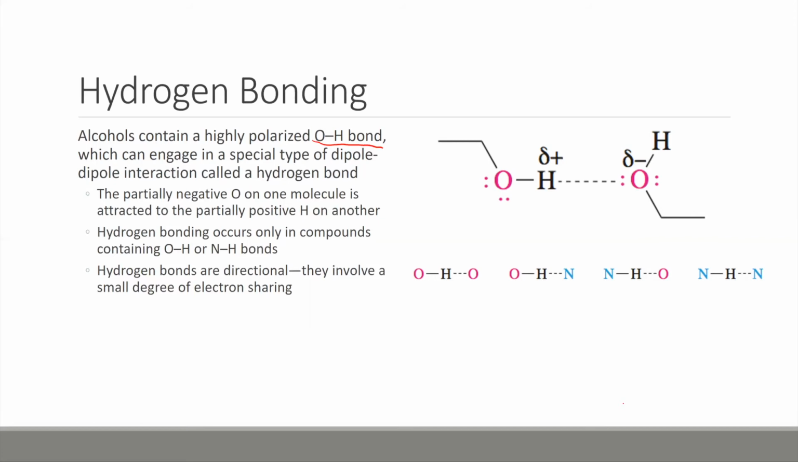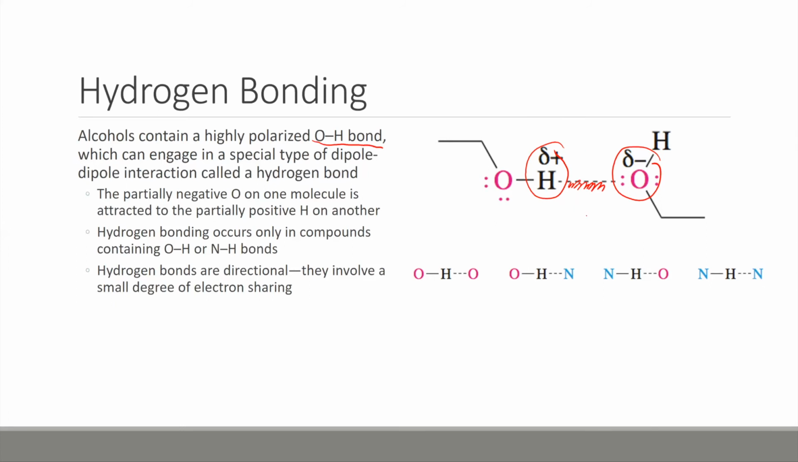So what can occur is that the partial negative on an oxygen of an ethanol molecule can interact with the partial positive of a hydrogen on another ethanol molecule. Now, these interactions between partial charged oxygens and partial charged hydrogens can only occur between oxygen-hydrogen or nitrogen-hydrogen bonds. And they are directional, so they do involve a little bit of electron sharing.